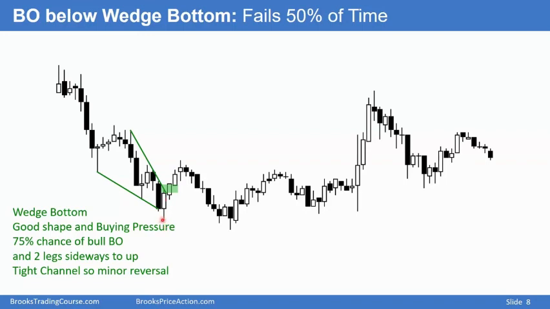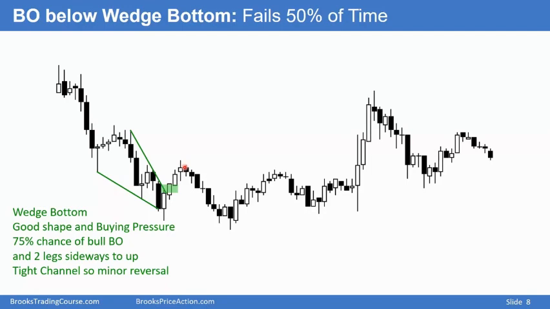In general, if the market hits a reasonable stop, an obvious stop, there's a 50% chance the break below the buy signal bar will lead to a measured move down. 50% chance the breakout will fail, and you'll get a second reversal. Here we have a wedge bear channel, 75% chance of a bull breakout, probably a couple legs sideways to up.